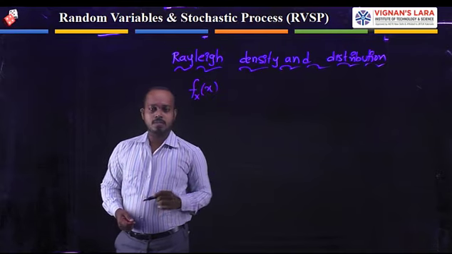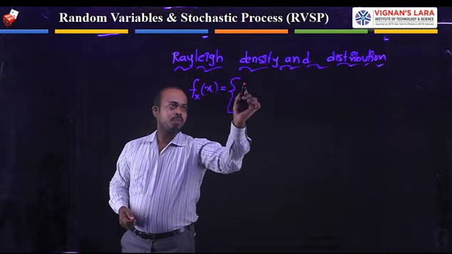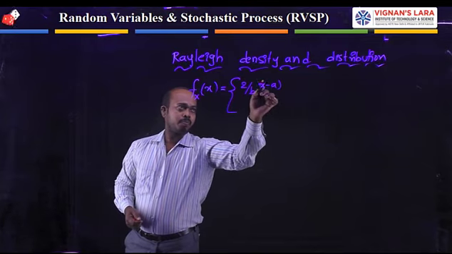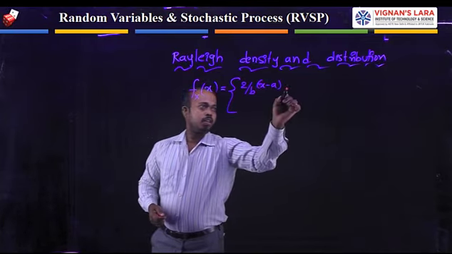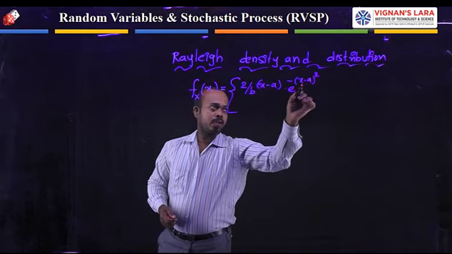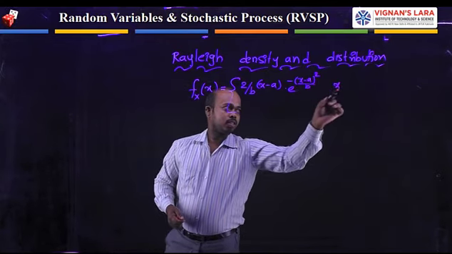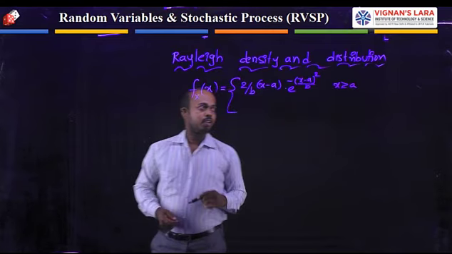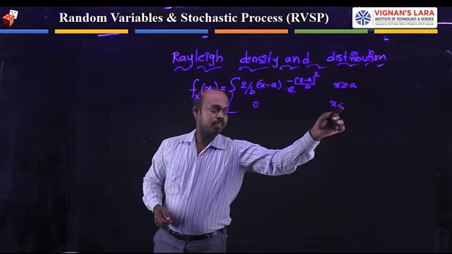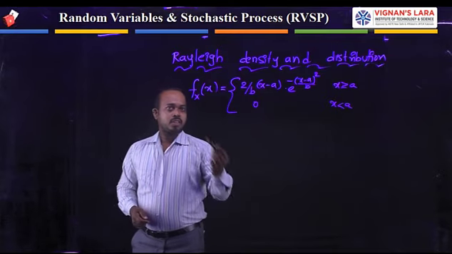Small f x of x is equal to 2 by b into x minus a into e power minus (x minus a) whole square by b, where the condition is x is greater than or equal to a, and 0 for x less than a. This is the density function.